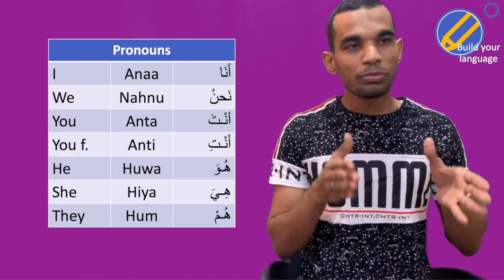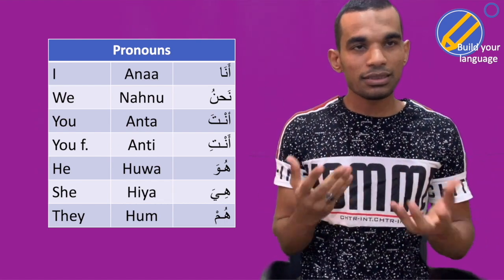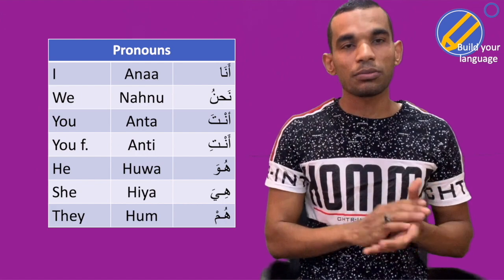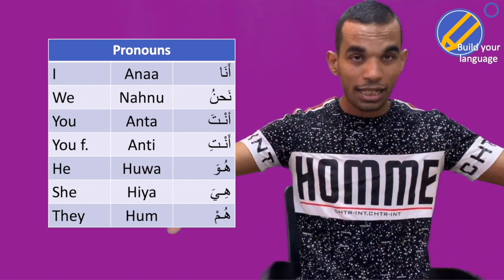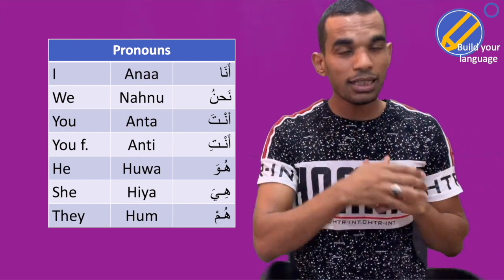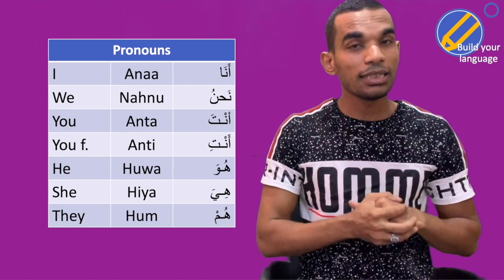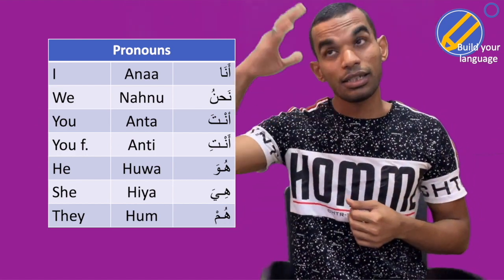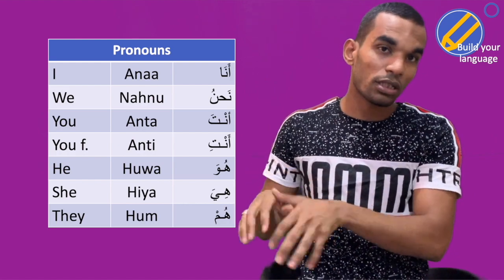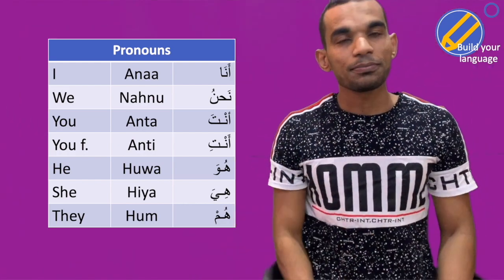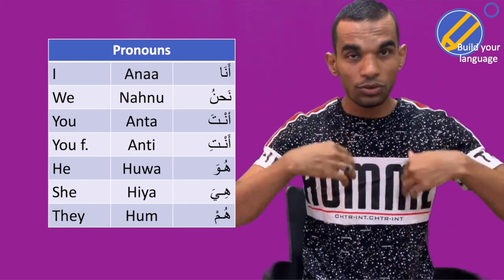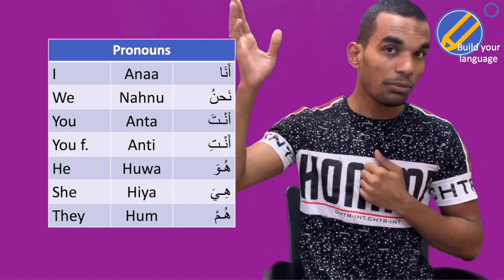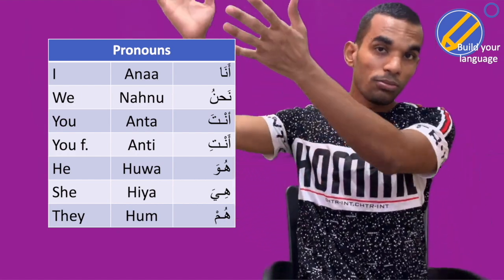Now build your language. How to build your language? By using these words in different sentences with different situations. Let's talk about the pronouns in Arabic. أنا, نحن, أنت. For female, أنتِ. هو, هي, هم. أحمد, هو. سارة, هي. أحمد وسارة, هم.